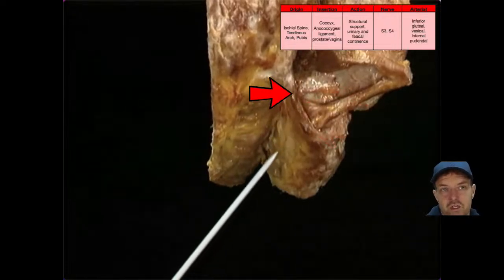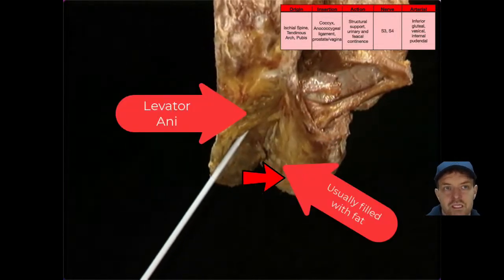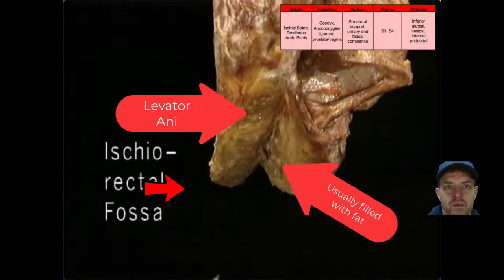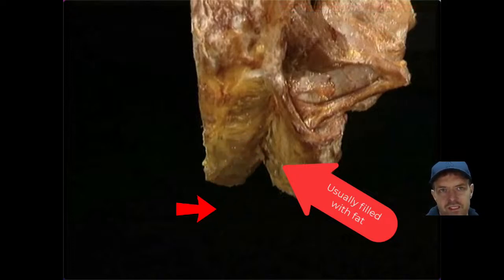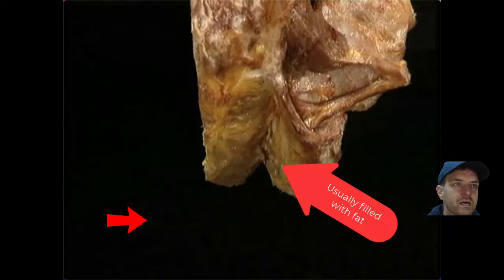sacrotuberous ligaments, ischial tuberosity. Yeah, there we go, ischiorectal fossa. So that area is usually filled in. It's not like that normally.